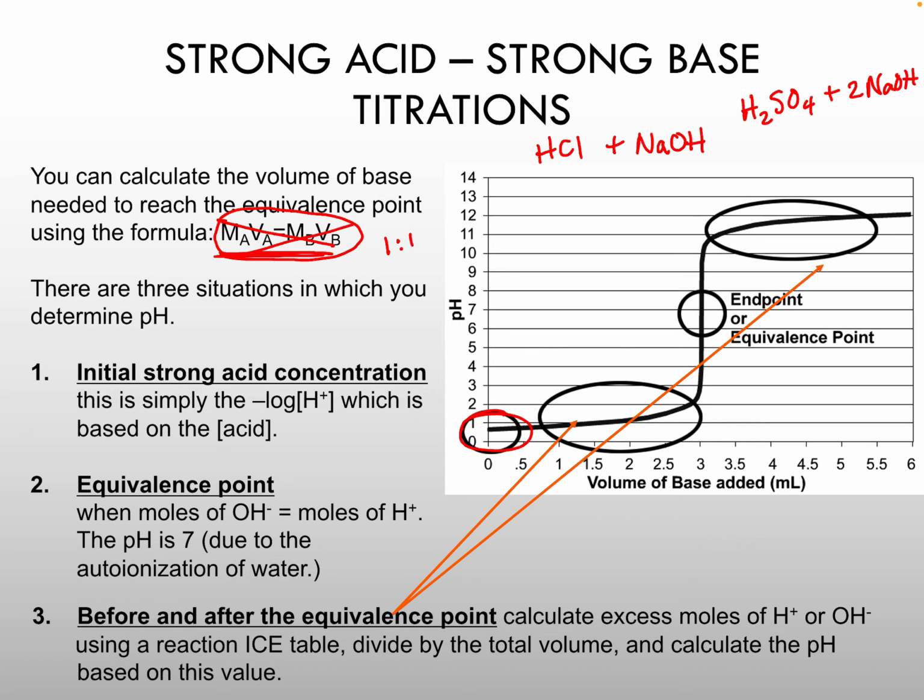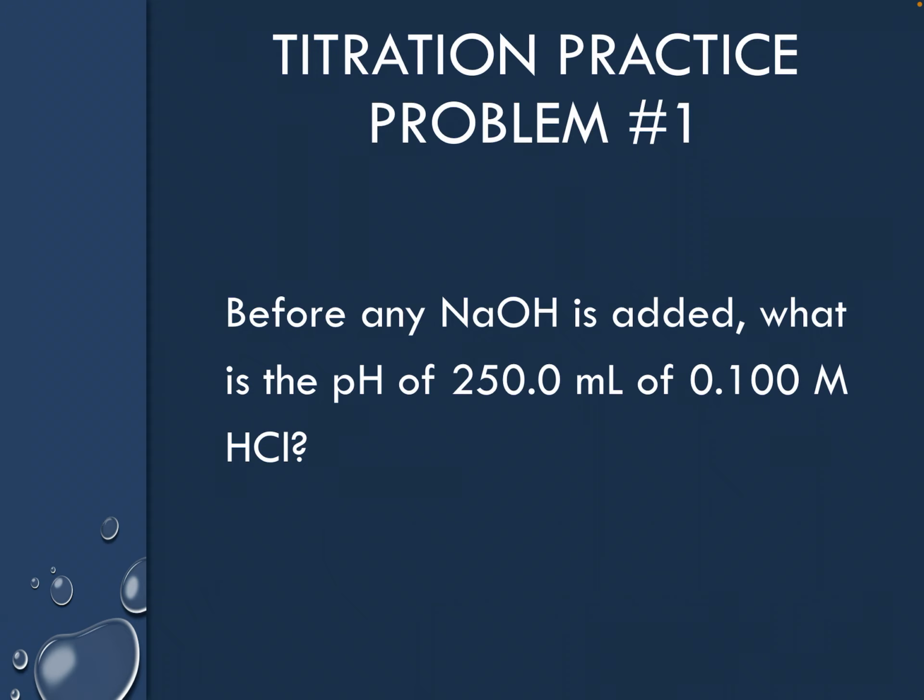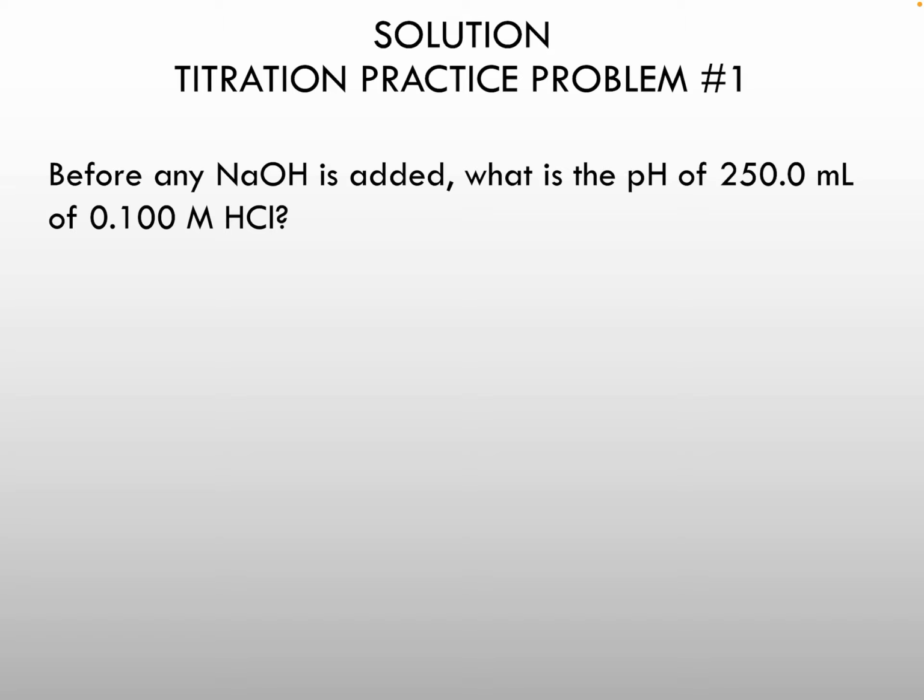So we're going to go through a bunch of calculations today so you can see examples of all of these types of problems. So here we go. Titration practice problem number 1. So before you add any sodium hydroxide, what is the pH of 250.0 milliliters of 0.1 molar hydrochloric acid? So again, in this lecture, I'm going to always have the problem on its own slide and then the answer on the following slide. So if you would like to, you can pause and work out the problem and then come back and watch the solution. Or you can simply watch through it so you can see how to do the problems. All right, here we go.